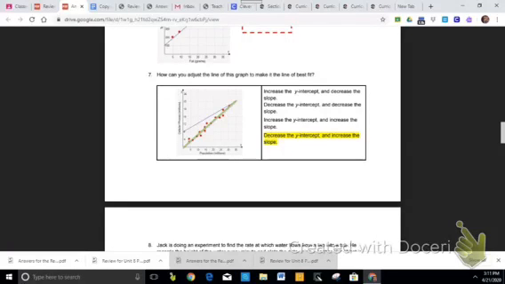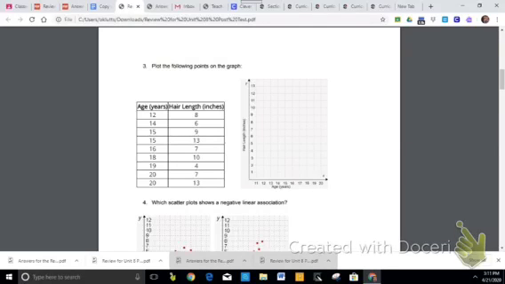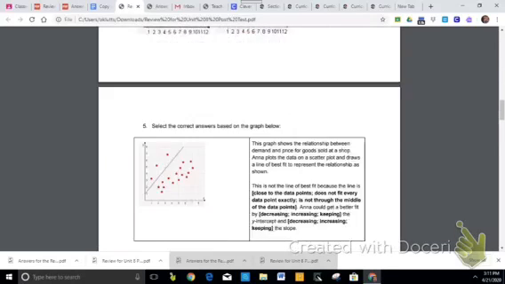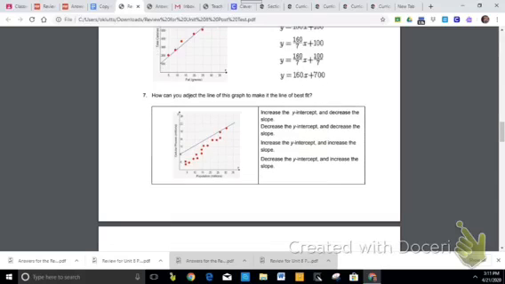Okay, number 7 of the pretest. And I like this. On the answers, they have, how can you adjust the line of this graph to make it the line of best fit? But I did notice that when I looked at the question, the question says, how can you adjust the line of this graph to make it the line of best fit?